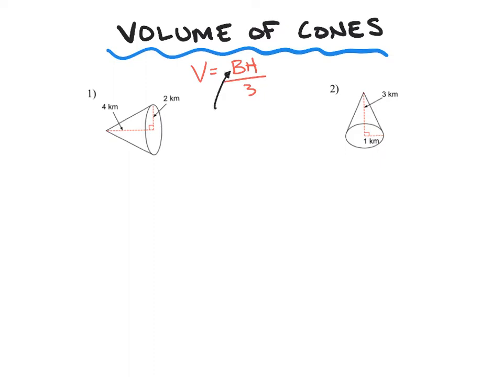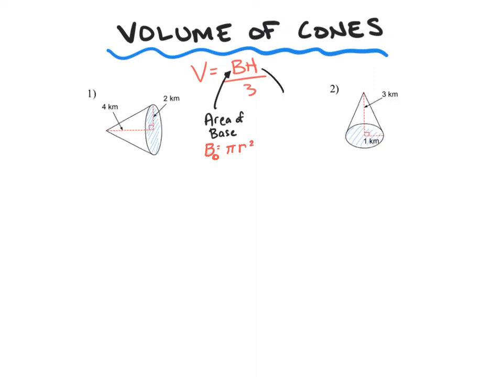Just a little reminder that big B stands for the area of the base. And the base in all of these cones is going to be a circle. So in every single example that we do today, to find the area of the base, we're going to be using the formula for a circle. And the area of a circle is pi times the radius squared.